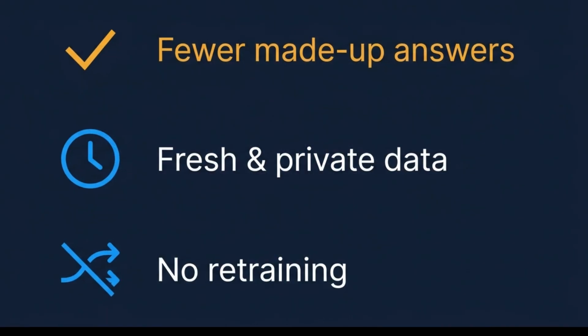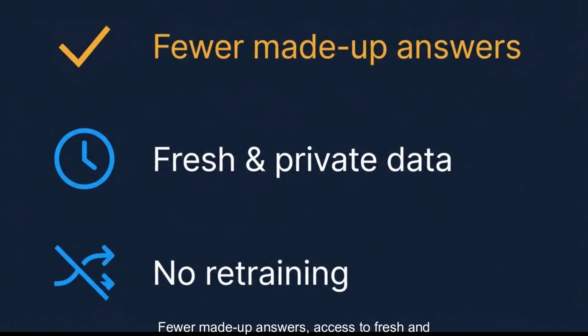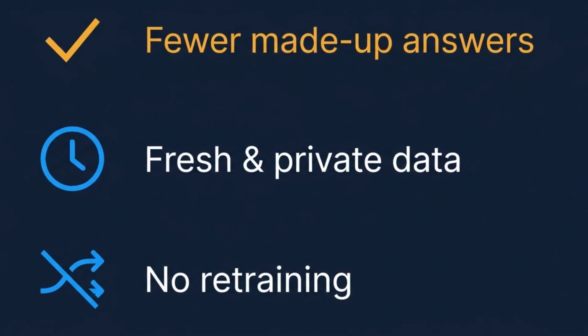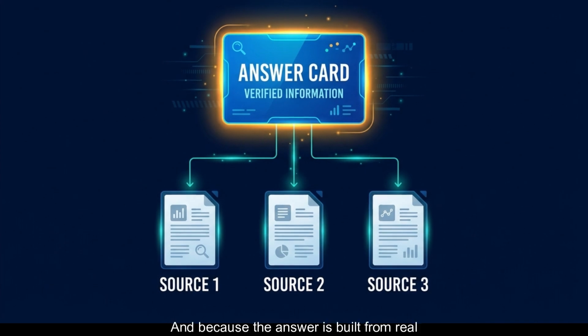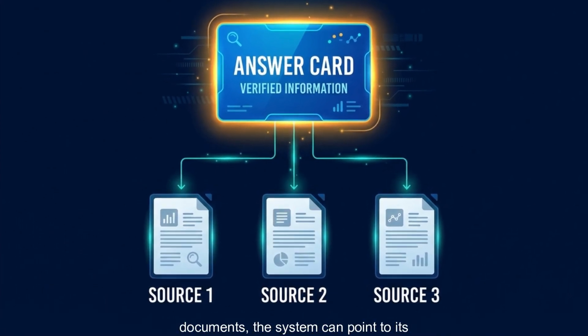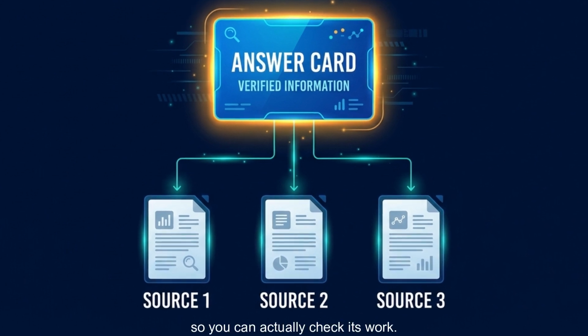The payoff is big. Fewer made-up answers, access to fresh and private data, and no need to retrain the model every time something changes. And because the answer is built from real documents, the system can point to its sources, so you can actually check its work.